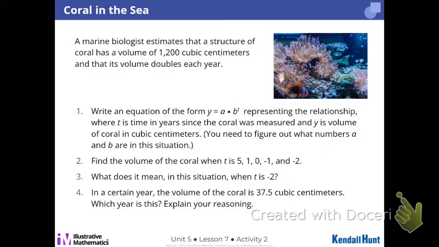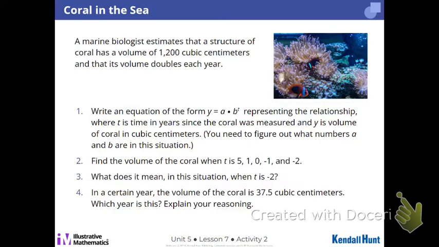You need to write an equation of what's happening with this coral reef. Then you need to try to see what happens with inputs of 5, 1, 0, -1, -2. What could -2 possibly mean? And then, in a certain year, the volume is 37.5. Which year is that? Let's go. With your partner at your table group.